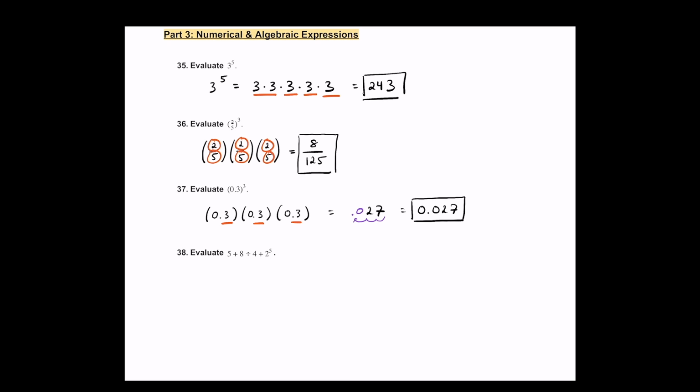Cool. Now, a little bit of order of operations. If you forgot, parentheses or brackets always go first. Exponents are always second. So that's going to be this. I'll write this on the side, 2 to the 5th power. That's 2 times 2 times 2 times 2 times 2. 2 times 2 is 4, times 2 is 8, times 2 is 16, times 2 is 32. It's 32. So we have 5 plus 8 divided by 4 plus 32.